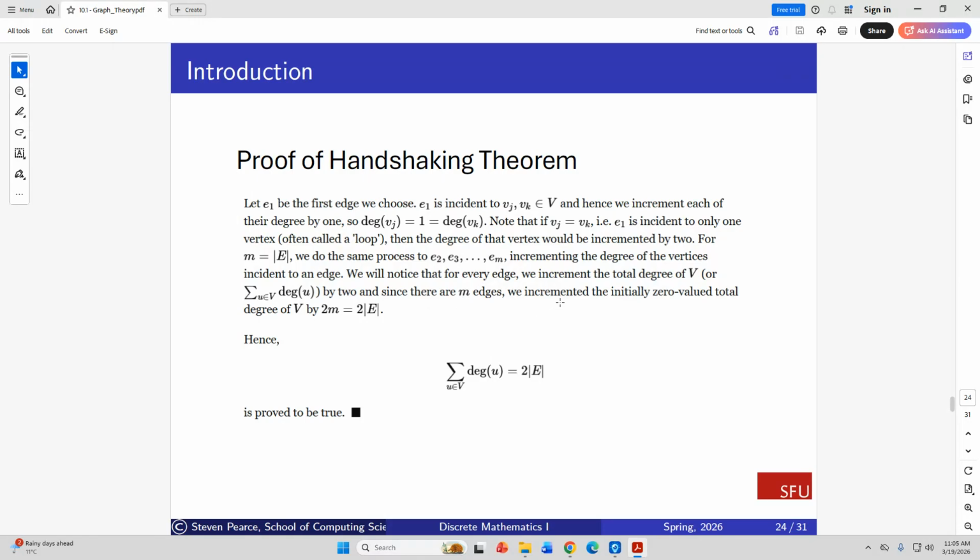Since there are m edges, we incremented the initially 0 value total degree of V by 2m, which equals 2 times the cardinality of the edge set. So that's proven. I mean, it's just simple. A lot of these theorems are proved in such a manner. We begin with the trivial case, which is one vertex by itself, and then we start adding edges, noting that looking at it from the vertex point of view and from the edge point of view, they are consistent in building the handshake theorem, proving it. I hope that made sense.